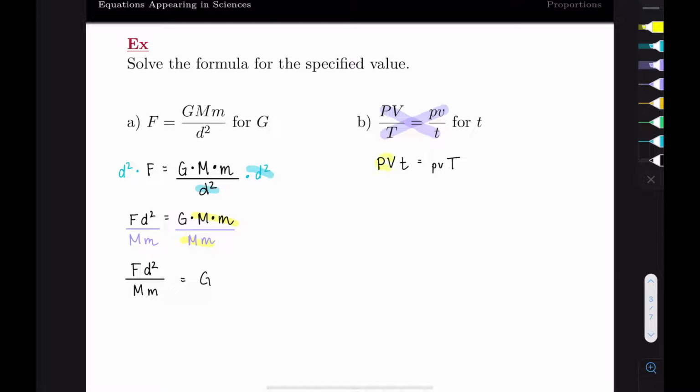And now I want to get t by itself, so I have to get rid of this P times V. So I'm going to take both sides and divide by capital P and capital V. And that makes those two cancel out on the left, and we're left with little t. Now we have little p, little v, capital T over capital P, capital V. So just be careful when you're inputting these. Make sure you have the right stuff capitalized.